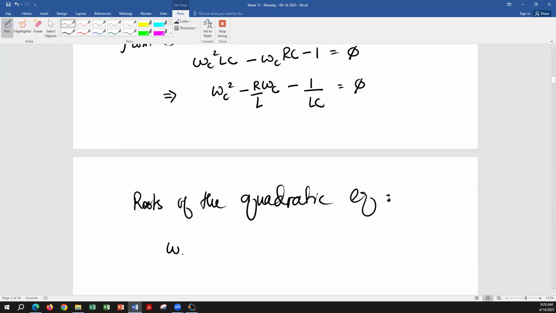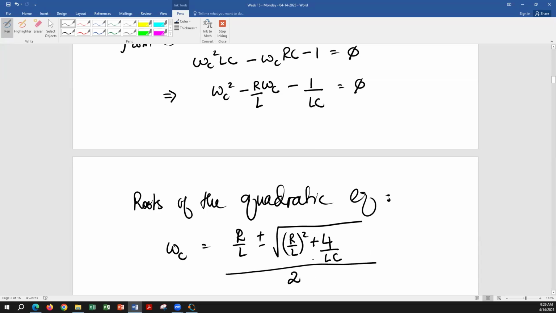So omega c will give us negative b, so R over L plus minus square root of b square, so negative R over L square, so R over L square, minus 4ac. So minus 4, and a is 1 and c is negative 1 over LC. So I'm going to put down plus 4 over LC divided by 2a, so divided by 2.